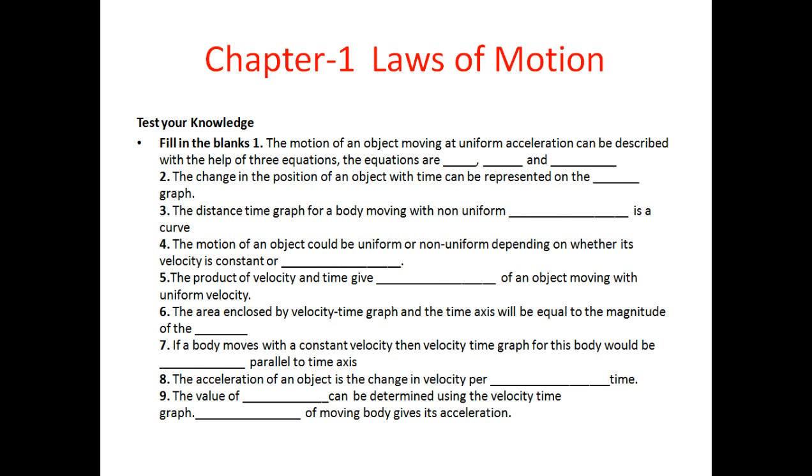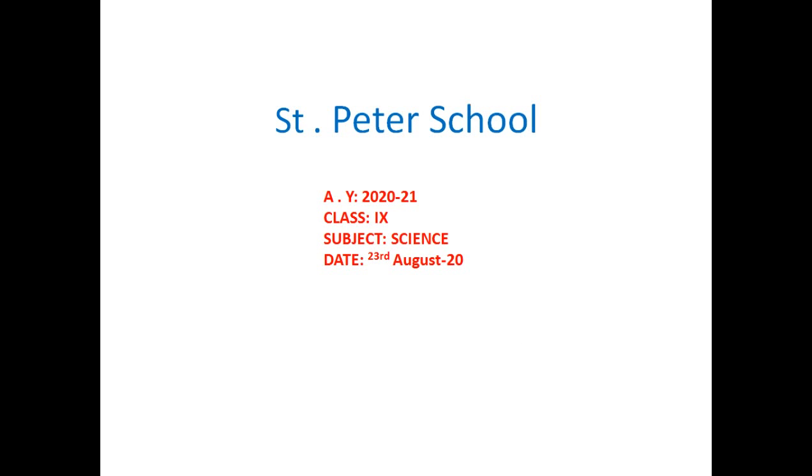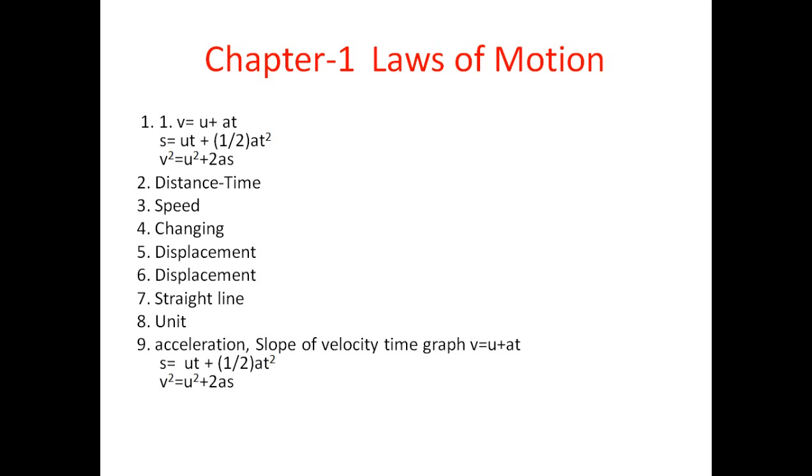Now, look at the second question. The change in the position of an object with time can be represented on the dash graph. We have seen that the change in the position of an object is shown on the distance time graph, because a change in position means the body is covering some distance with respect to time. So you can see the answer given here is distance time graph.